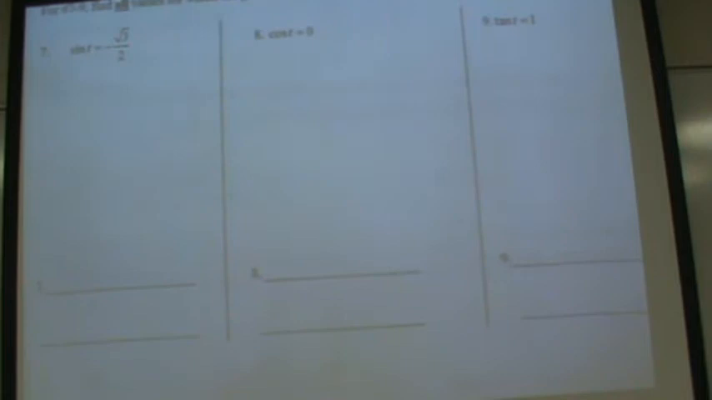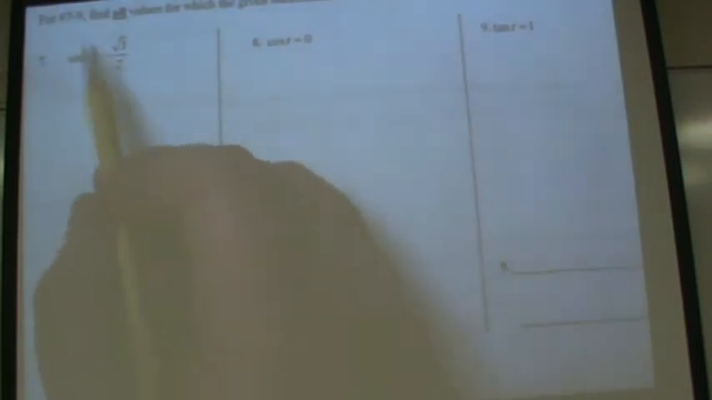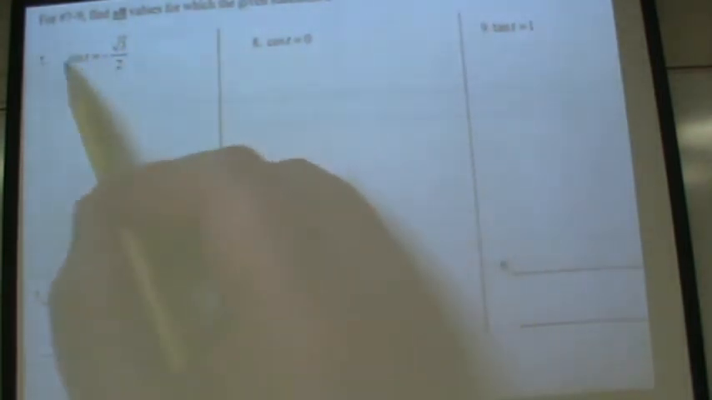Now, 7 through 9 are where most people lost points. We need to find all the values for which the given statement is true. So number 7, we're looking for all of the t values for sine t equal to negative root 3 over 2. So we want to go back to thinking about our unit circle and our triangles. That's how we're going to solve this. So we're going to ignore the negative for right now. We'll draw our axes in.